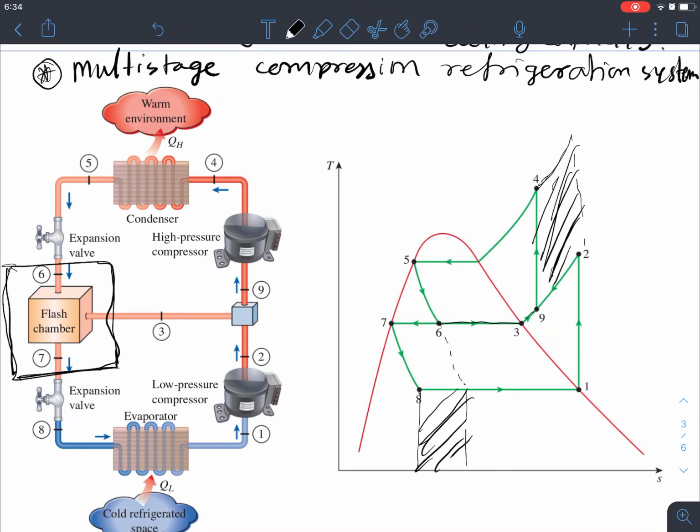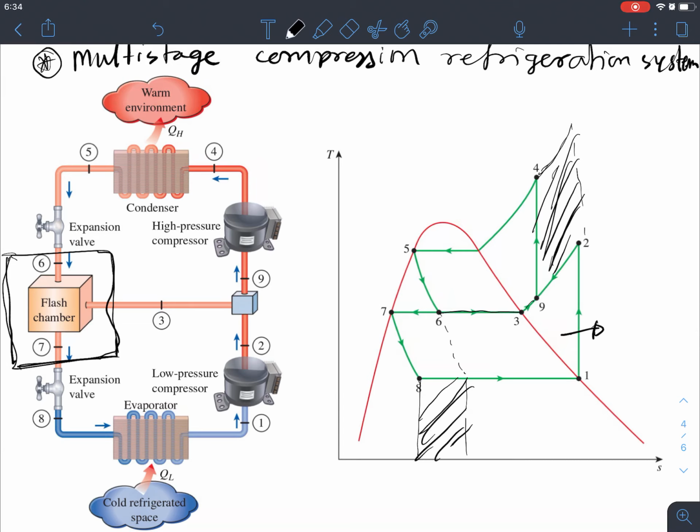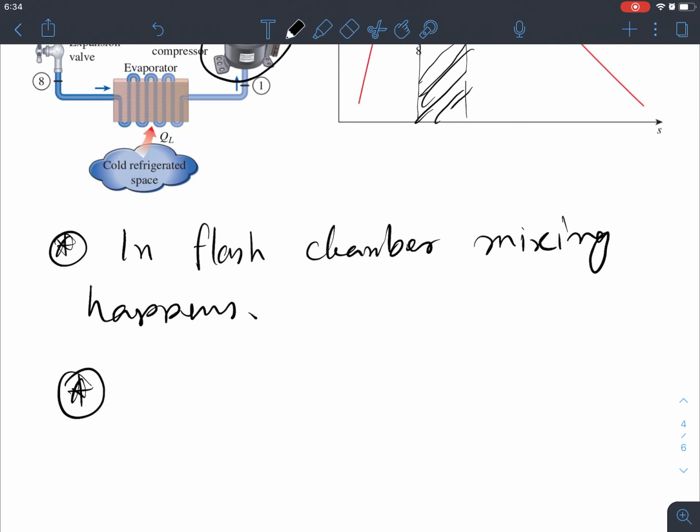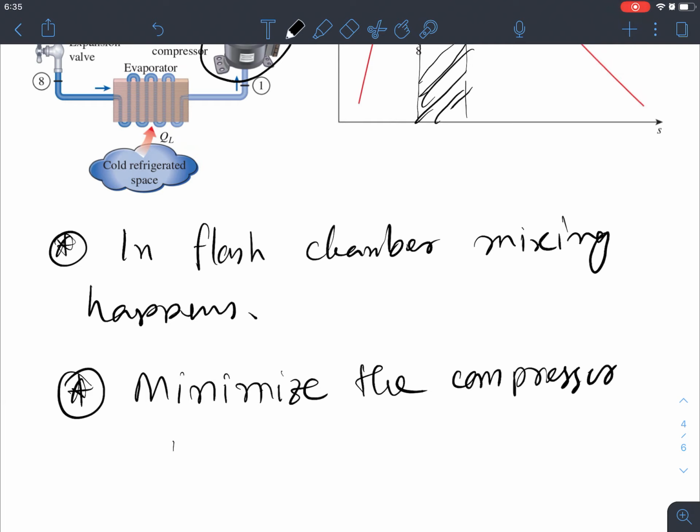So if you have, like, this is a low pressure compressor, LP, excuse me, this is a low pressure compressor and this is a high pressure compressor, right? So basically this is high pressure and this is low pressure. Then we can save the work in the compressor. So minimize the compressor work, which is input, right?